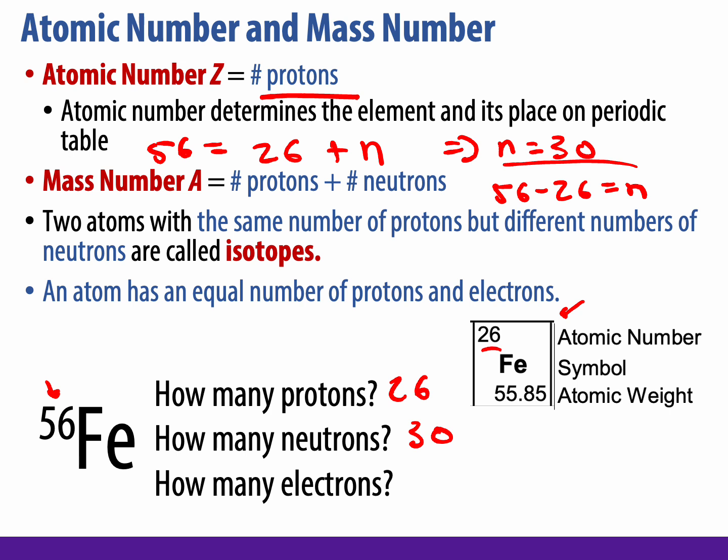And then how many electrons? Well, we see there's no charge here. So in this case, it's a neutral atom, and protons and electrons are equal, just 26.